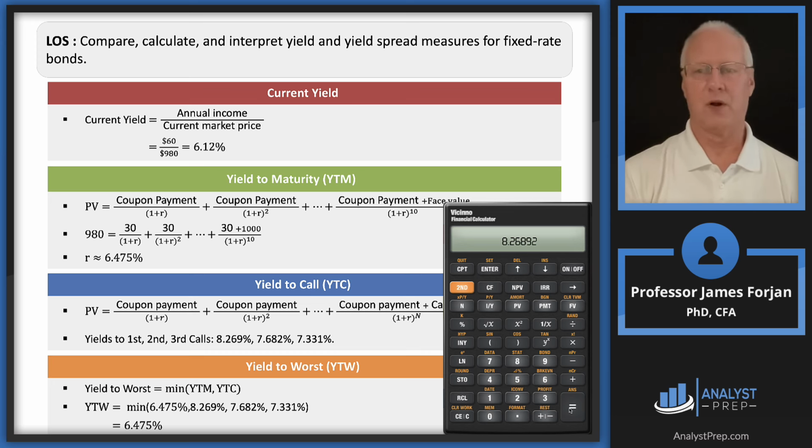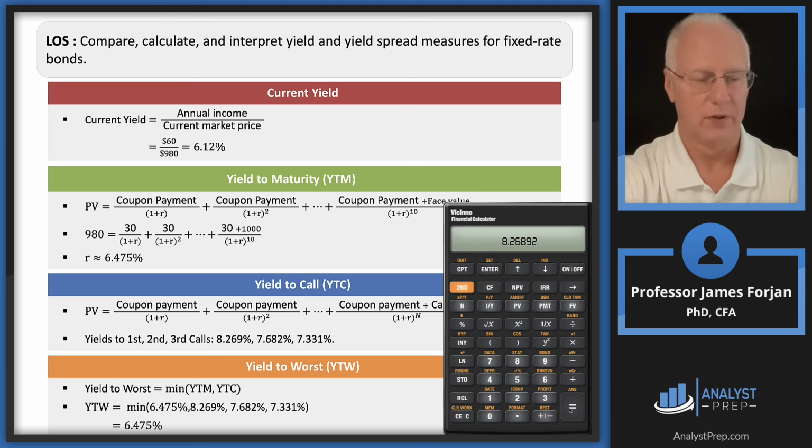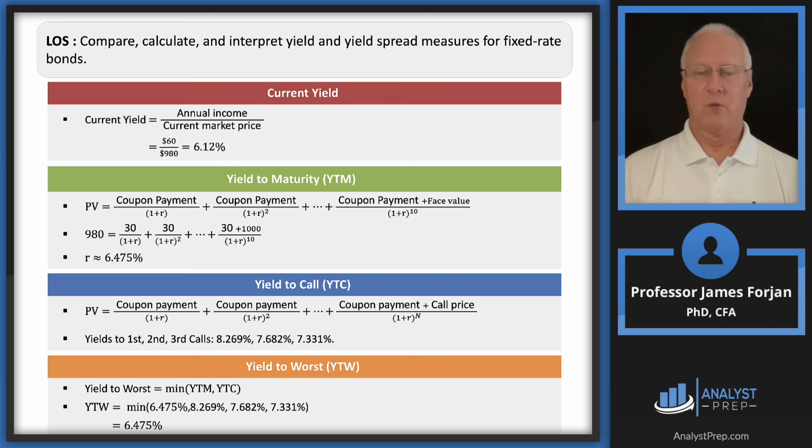So I'll let you guys pause the video and confirm the 7.682 and the 7.331. Just make N 8 for the second one and 10 for the third one. And then the yield to worst, what was I saying just a few minutes ago? This is the easiest question. So what are we doing? We're comparing the 6.475 with the 8.26, the 7.68, and the 7.33. So the yield to worst is the yield to maturity on the bond, 6.475.